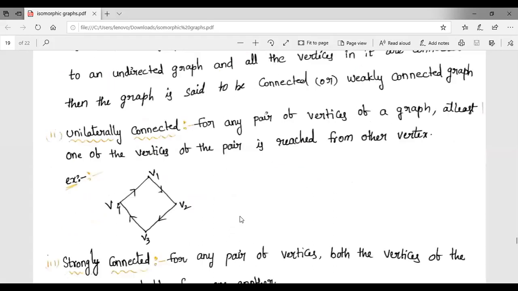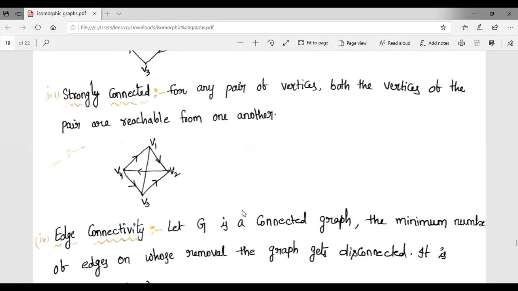Next, strongly connected. For any pair of vertices, both the vertices of the pair are reachable from one another. So V4 to V1, V1 to V2, V2 to V3 and V4 to V3. So here V4 to V1 and V4 to V3. So V2 to V4.